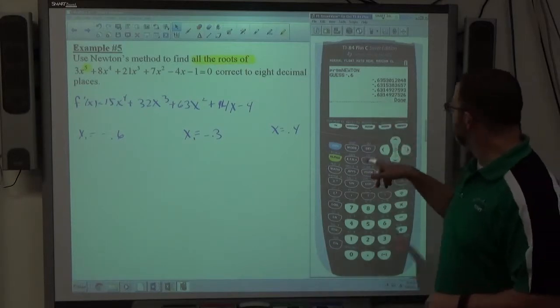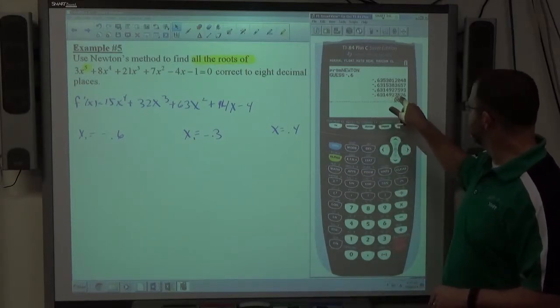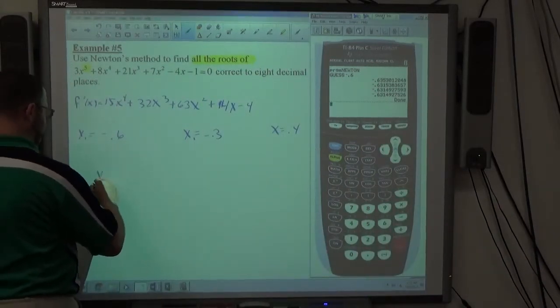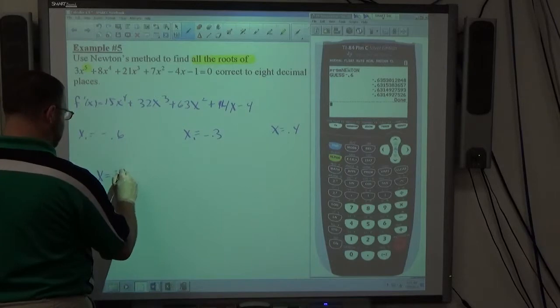Then we want 8 decimal places. 1, 2, 3, 4, 5, 6, 7, 8, 9, 10. Excellent. So negative 0.63149275.